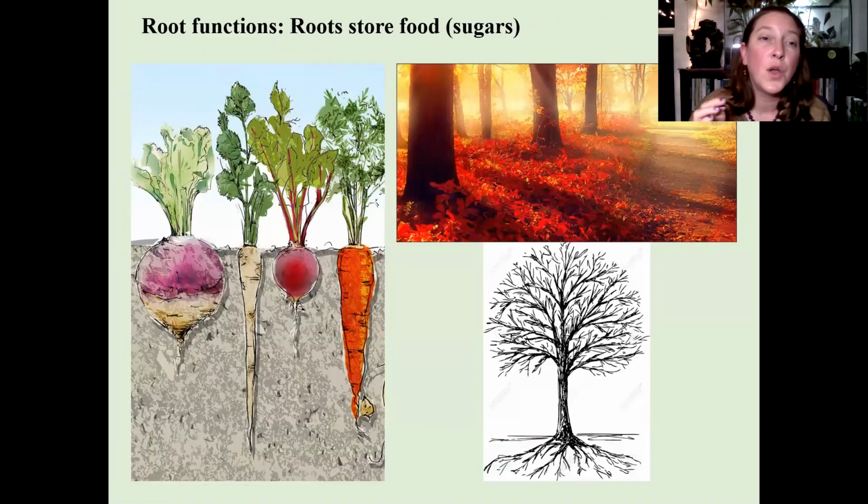Okay. Just like we saw in the leaves, roots also, well, those were special leaves, like an onion, but a lot of roots store food. This is one of their main functions. Sure, some of them are roots we like to eat, like a carrot or a turnip or a radish. But even in trees, the roots will store food.